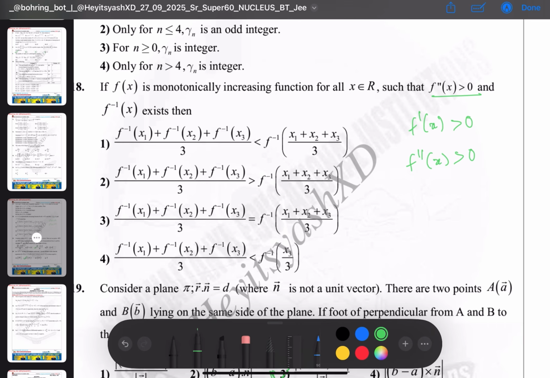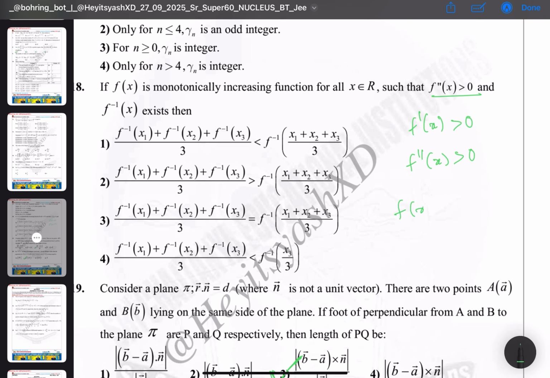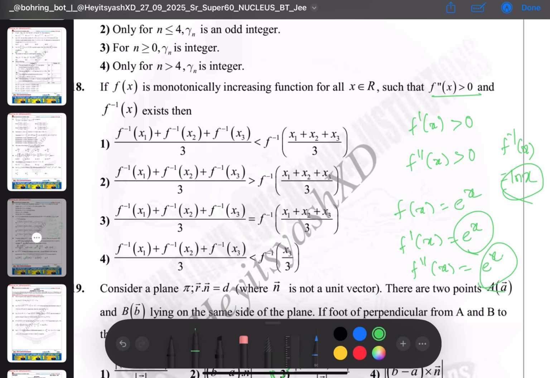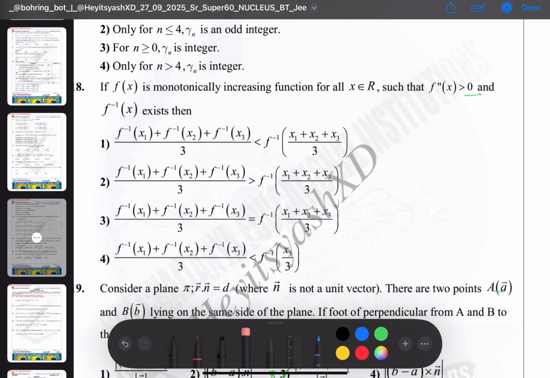So the function has to be monotonically increasing. Yes, you can actually think of a function. You can choose f of x is equal to e to the power x. So f dash of x is e to the power x. This is always greater than 0. F double dash of x is always greater than 0. And f inverse of x also exists. What is f inverse of x? It is simply ln x. What is the inverse of exponential function? Inverse of exponential function is your logarithmic function. So your f inverse of x simply is ln x.